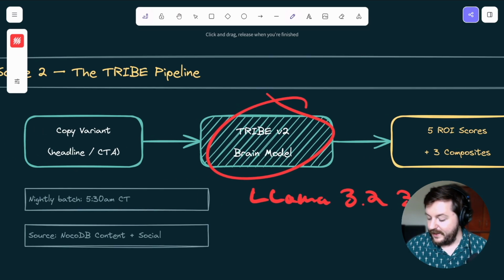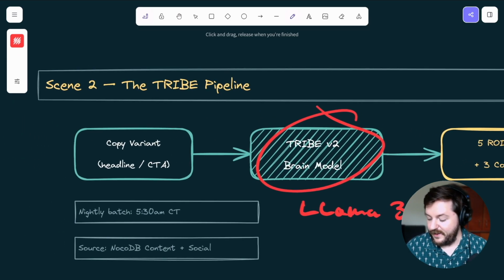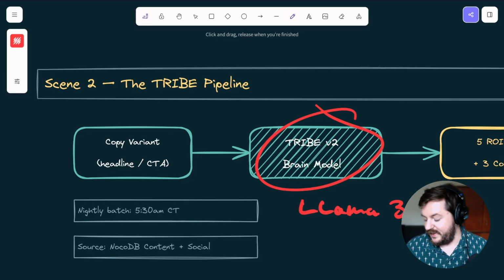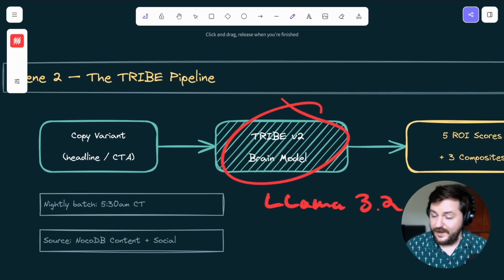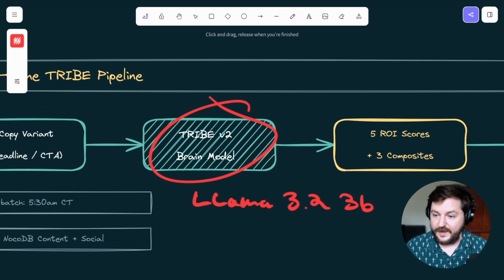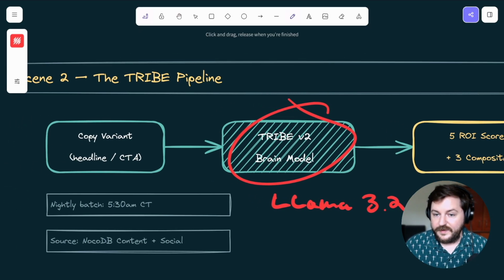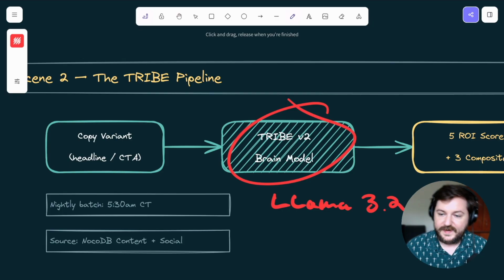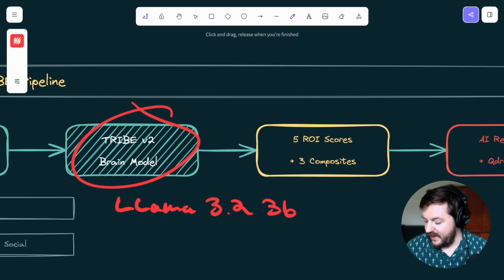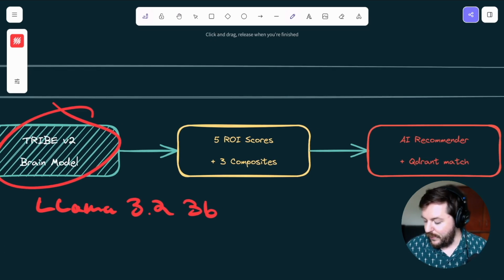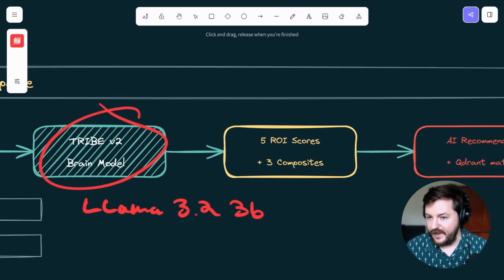So if you are running Potato quality, if you're part of Potato Nation, you are going to be using the CPU, and you're going to need to use this 3.2 3B model. I tried different models. You really need to use the one that Meta has designed this for. So I just need to kind of put that little asterisk there. So taking simply the headline and the CTA, we'll run that through TRIBE paired with Llama 3.2, and it will develop 5 ROI scores and 3 composites. I'll touch on that here in a moment.